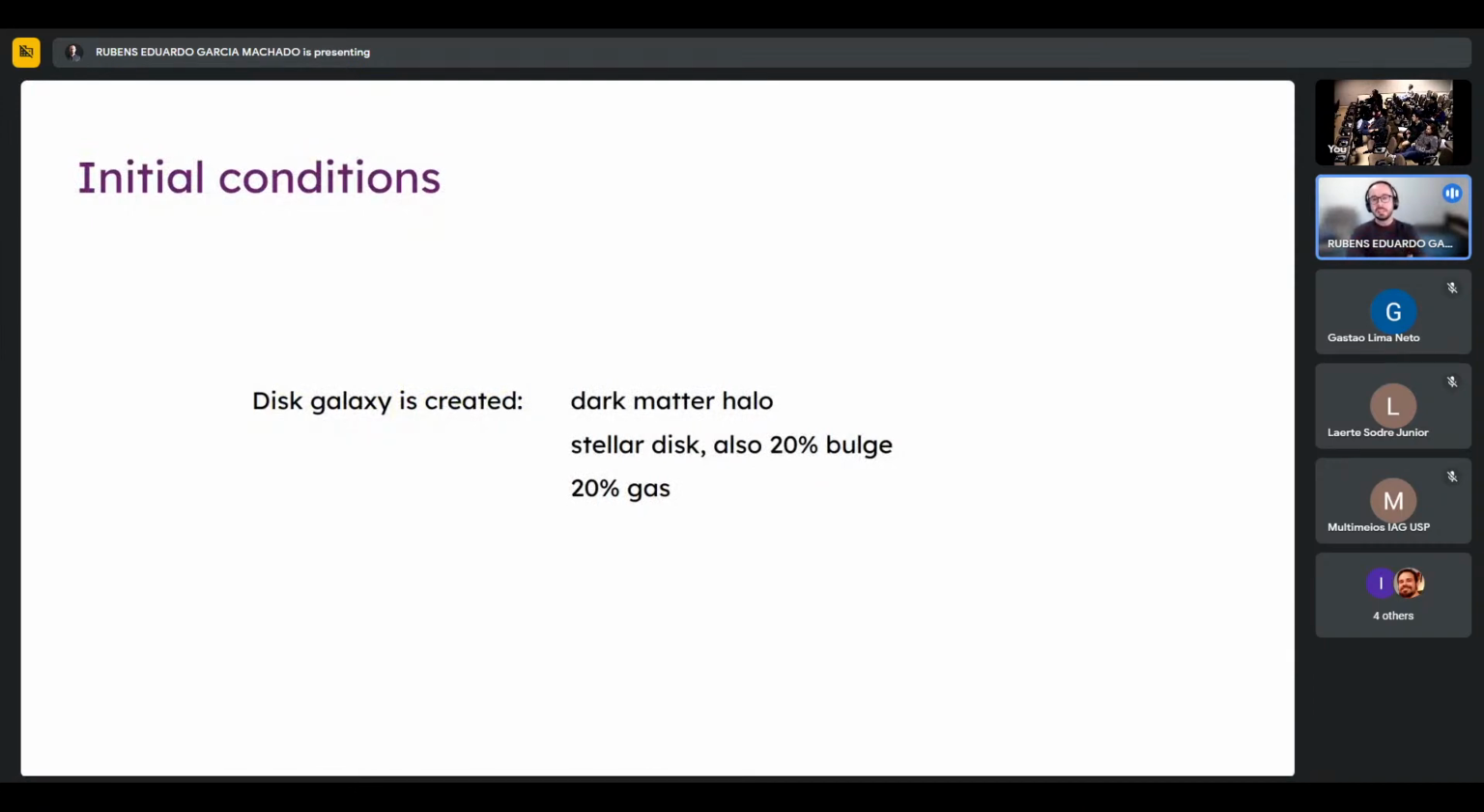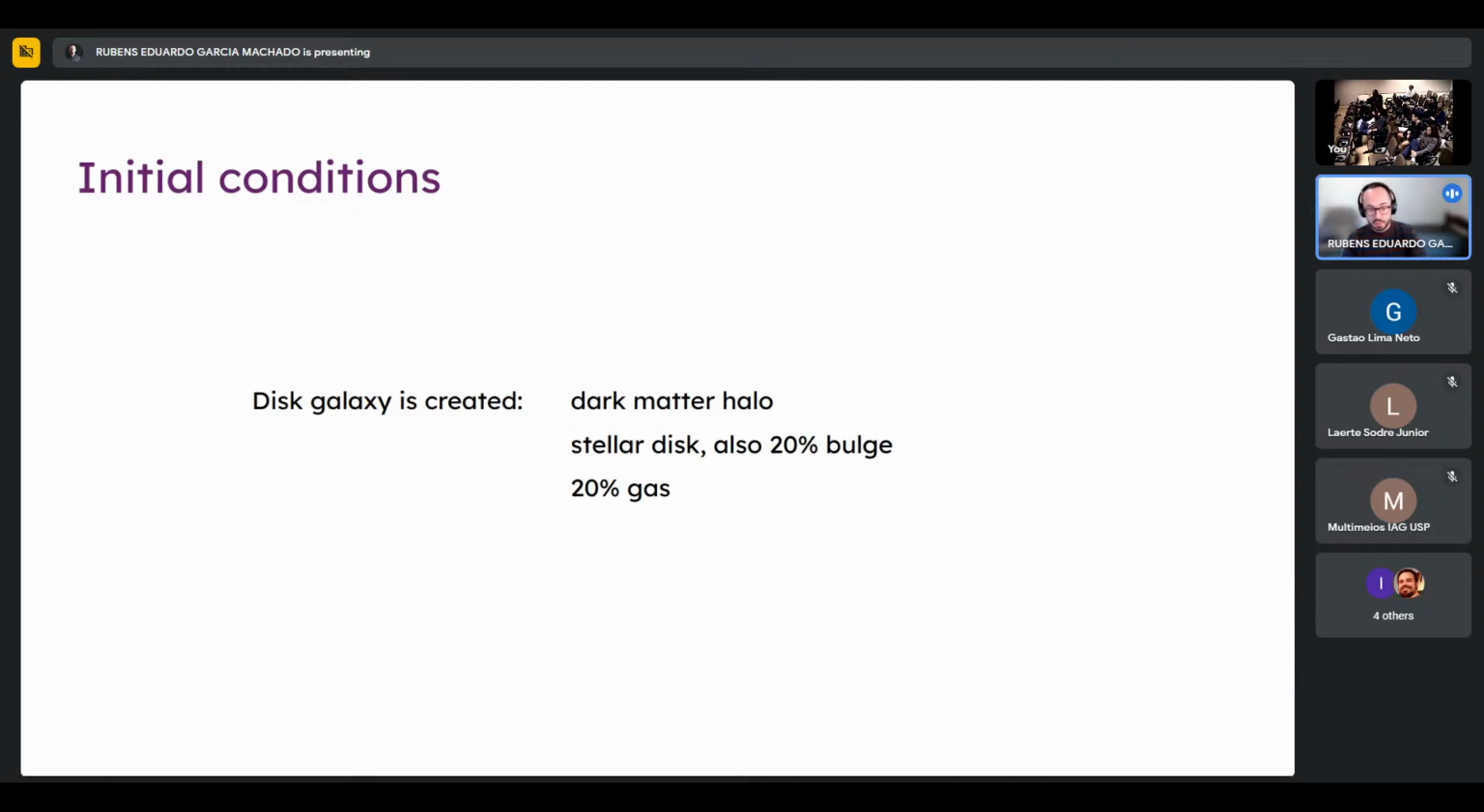So first, we create initial conditions for a disk galaxy. This is common. There are tools to create initial conditions for normal disk galaxies. The galaxy is composed of a dark matter halo. There's a stellar disk with a certain fraction of stars in the bulge, and a certain fraction of gas particles in the beginning of the simulation.